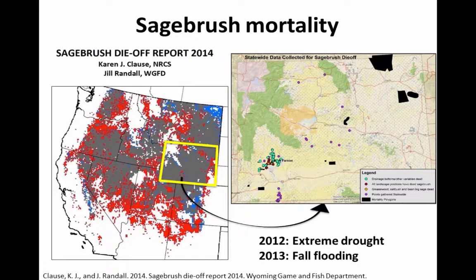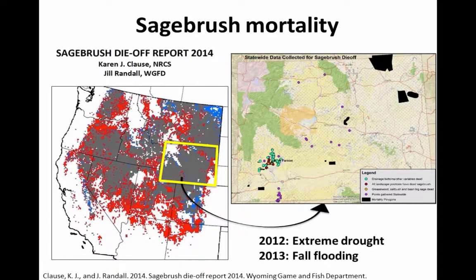They noted a couple of patterns that are worth noting. In 2012, there was a pretty extreme drought throughout the year in these sites. And then in late 2013, in the fall, there were some really heavy precipitation events that caused some flooding. And so there are two potentially somewhat contrasting events that occurred that may be driving mortality.